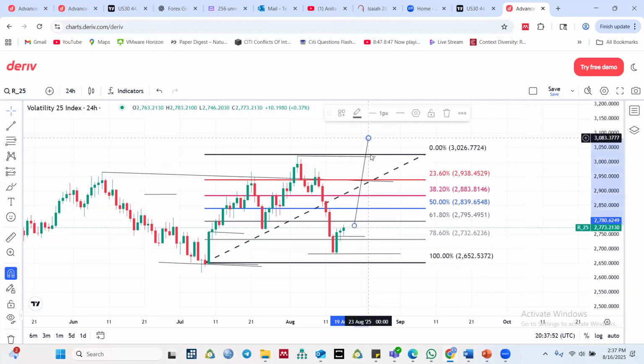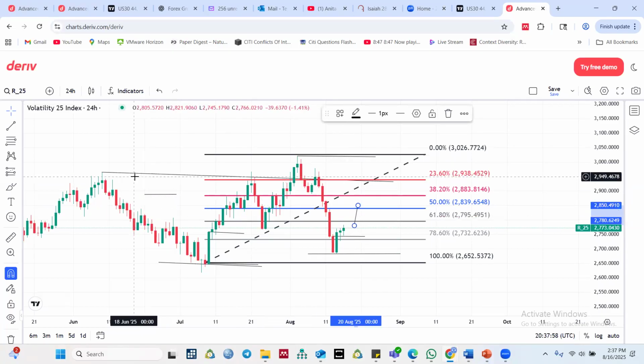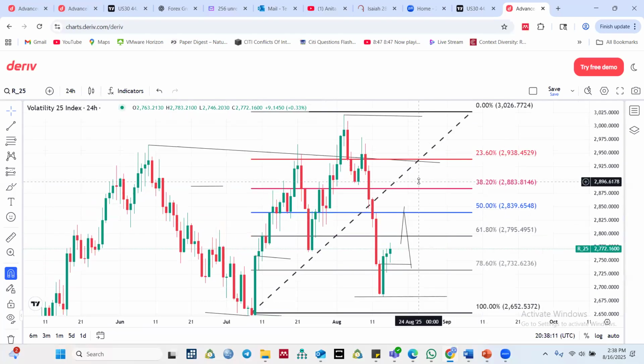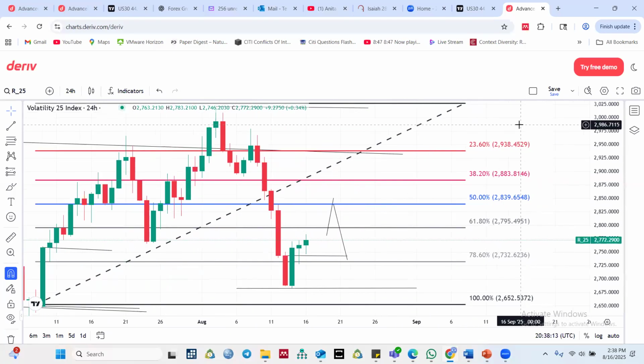I would expect market to give us at least equilibrium. So on the 50%, okay, on the 50%, I'm not saying market to sell from here, but at least market should give us equilibrium, 50% for this movement, at least. It should give us up to 50%.